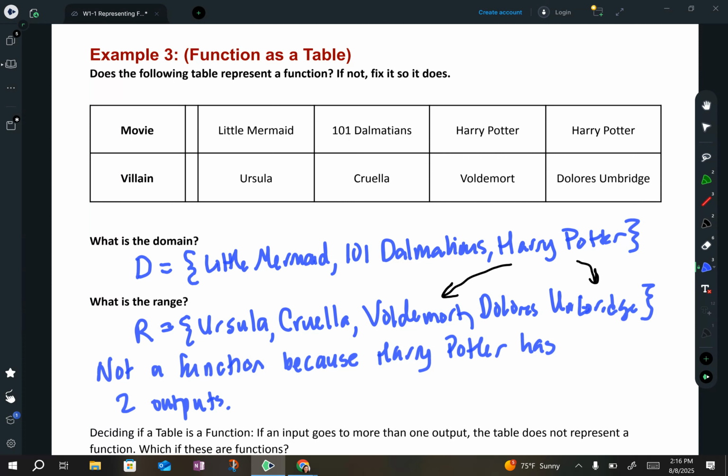All right, well, can we fix it to make it a function? Sure. We'll just make Harry Potter's different. Voldemort was the villain in a lot of Harry Potter movies, but let's just pick the first one. So Harry Potter 1. And Dolores Umbridge was the villain in Order of the Phoenix. Is that Harry Potter 5 or 6? I think it's 5. Boy, I should look that up before I did this. Anyway, we'll make it 5. If it's not, you guys can send me a text and tell me how wrong I am.